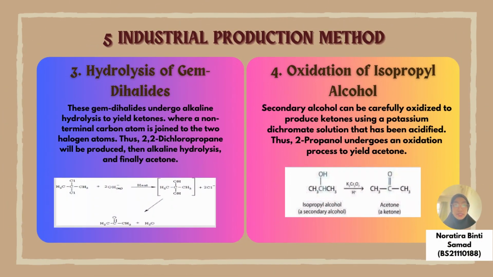Third is hydrolysis of gem dihalides. Gem dihalides undergo alkaline hydrolysis to yield ketone. A non-terminal carbon atom is joined to the 2 halogen atoms. Thus, 2,2-dichloropropane will be produced, and it will undergo alkaline hydrolysis again to produce acetone.